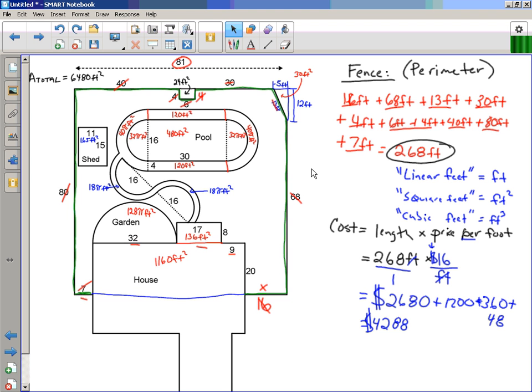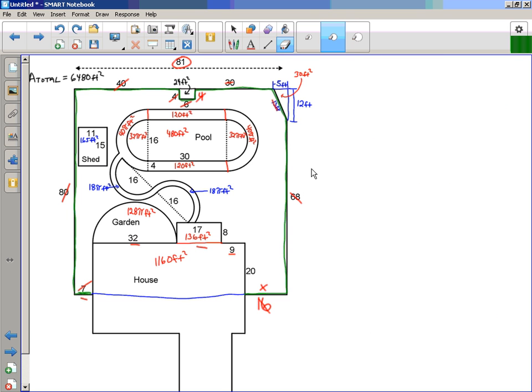Please use your calculator and check, okay? Trying to do all this stuff in my head, I'm going to make mistakes. Okay, so we've got the cost of the fence. All right, guys, you can pause here and copy this down. I'm going to have to erase because we've got to move on to the next piece.